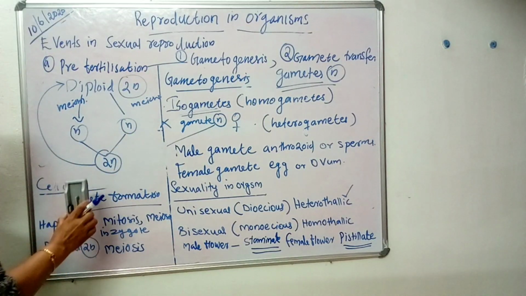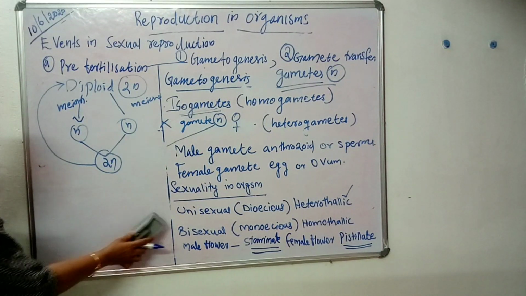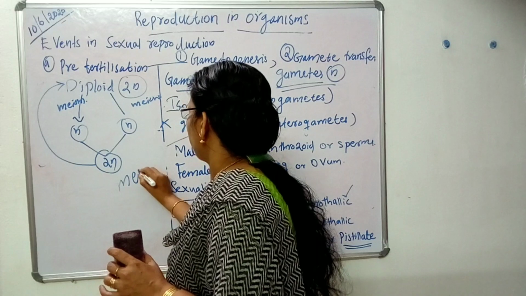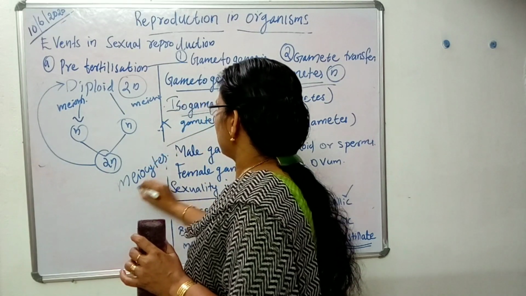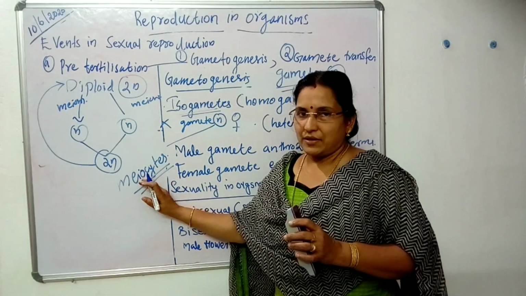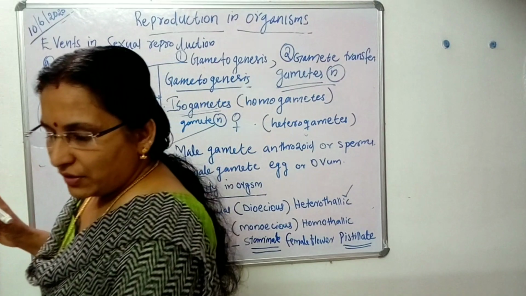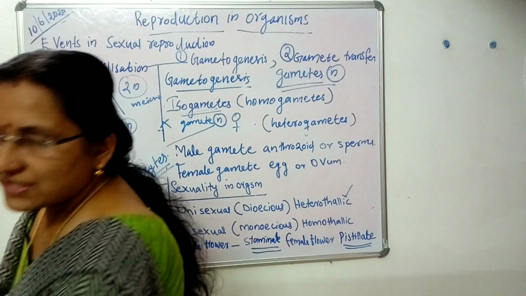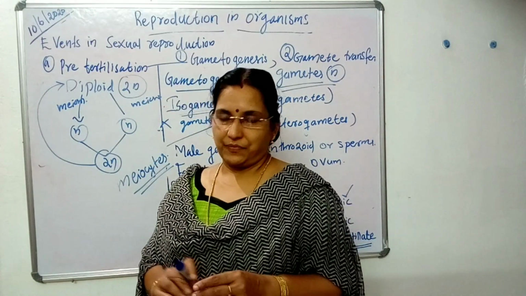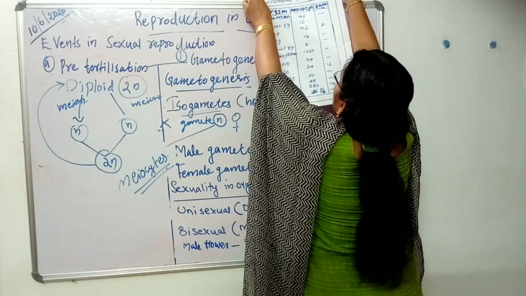Okay, then what is the cell which undergoes meiosis called? The cell which undergoes meiosis, they are called meiocytes. Egg mother cells. Meiocytes means the cell which undergoes meiosis. Here there is a list of organisms with the number of chromosomes present in the meiocyte as well as in the gamete. This is based on your NCERT book.